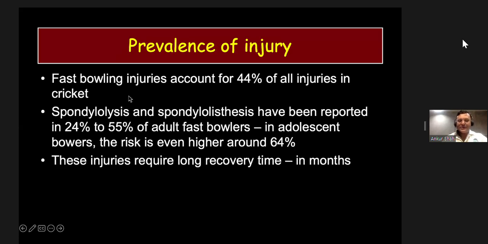The prevalence of injury is very high, around 44%. Of these injuries, they account for the fast bowling injuries. Spondylolysis and listhesis have been reported in almost one-fourth to one-half of the fast bowlers, and even in adolescents it occurs very frequently, and they require quite a long time to recover.